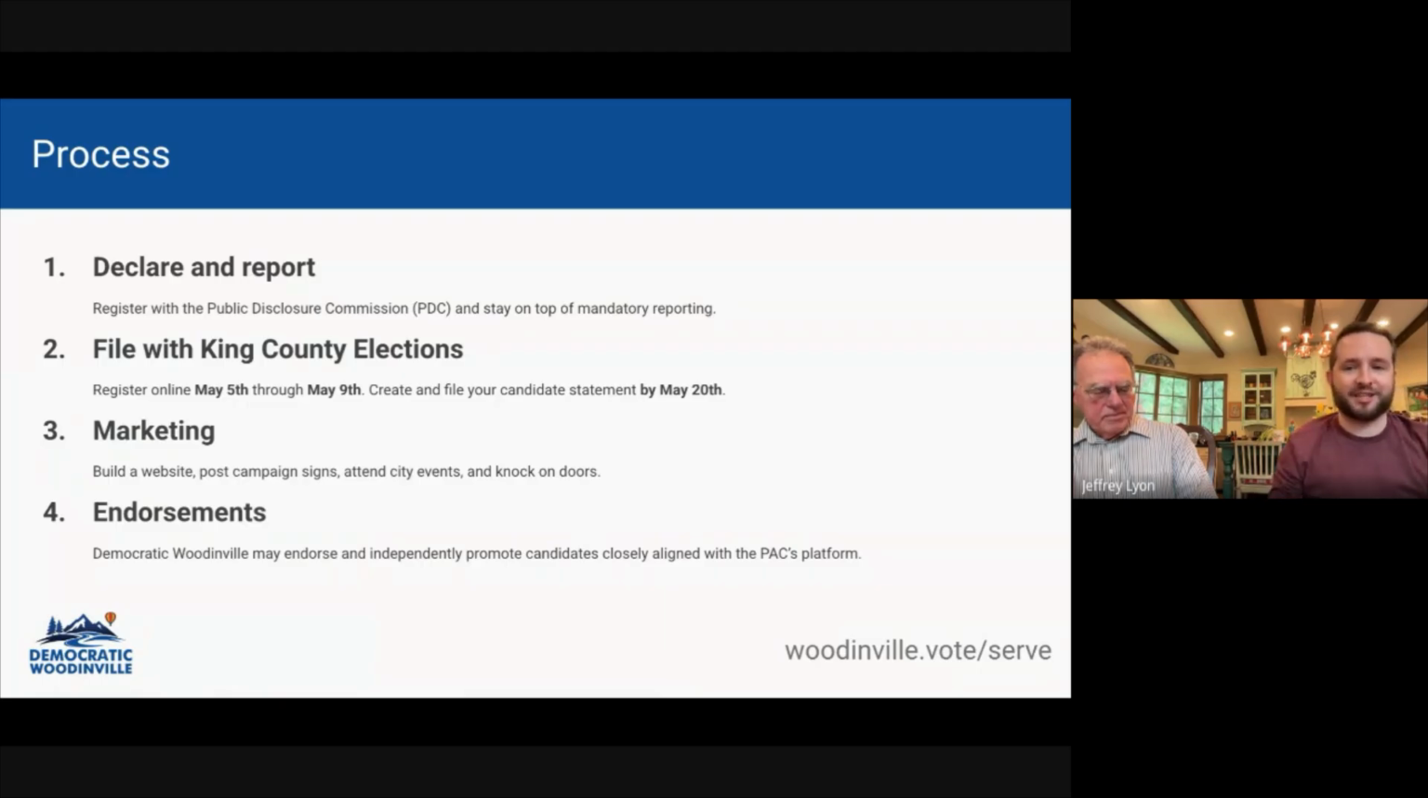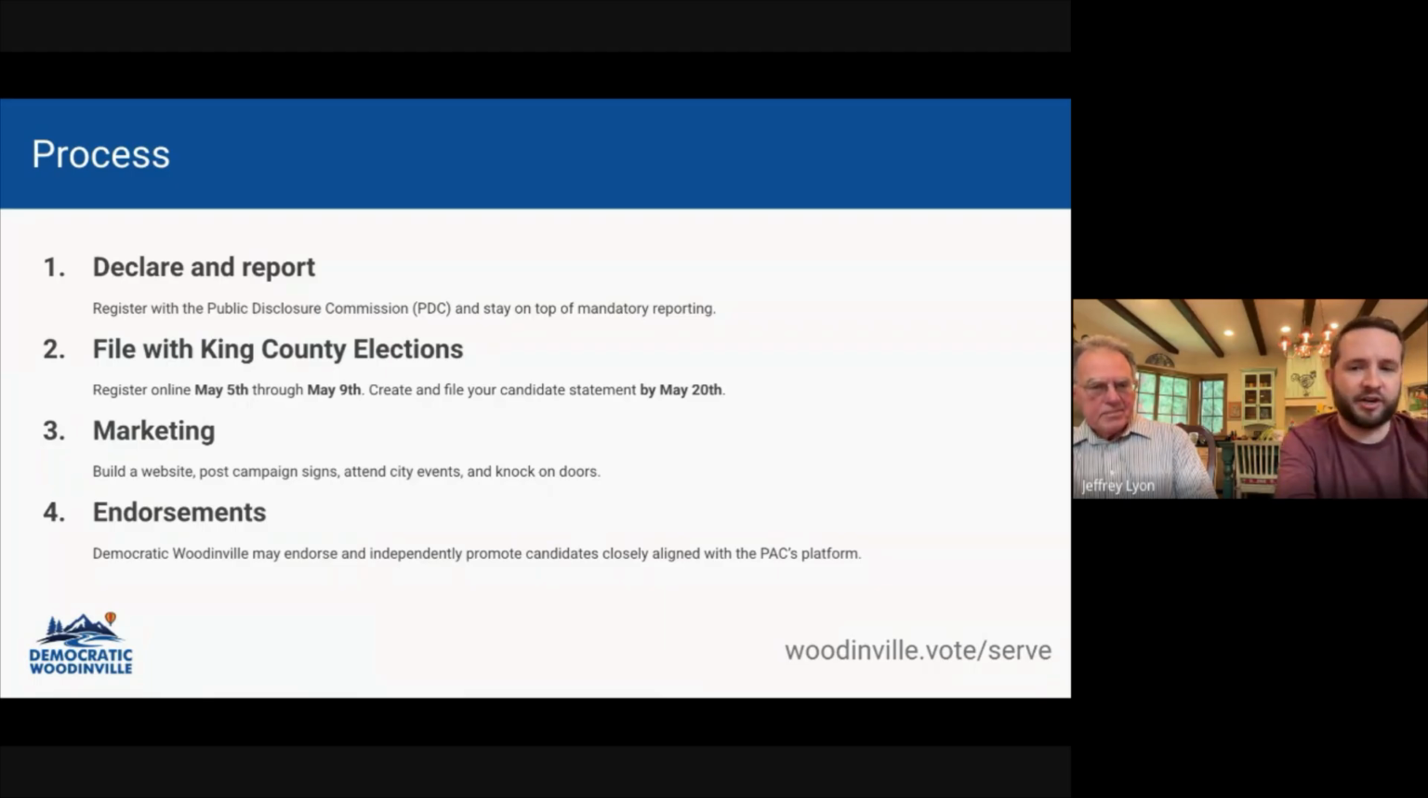If you do, that's awesome. You're free to spend it. You're able to contribute whatever you want to contribute to your own campaign. Some people have been successfully elected with a $0 campaign. Some people might spend upwards of $7,000 or more. It's totally your choice. The support that Democratic Woodinville can provide, aside from just helping people through the process and sharing information, is potentially with endorsements and contributions.